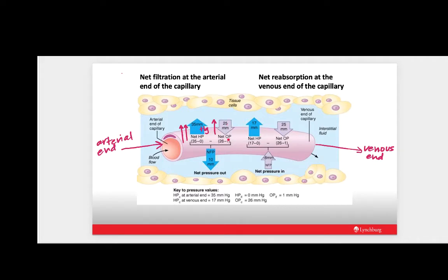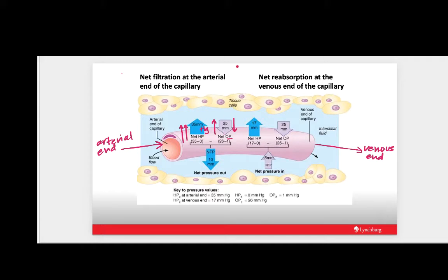Now we also have osmotic pressure, which is what this is showing you here, and you're given a net osmotic pressure of 25 millimeters of mercury pulling back in, or sucking fluid back into the capillary. And if you think about what causes that osmotic pressure, it's being created by non-diffusible proteins and other large molecules inside the capillary that can't leave. And so they're going to suck fluid back in, and that creates this inward pressure.